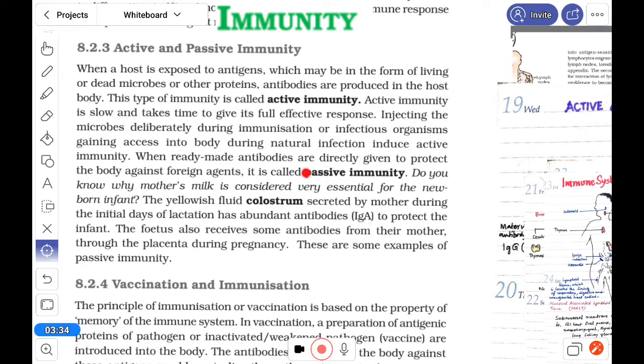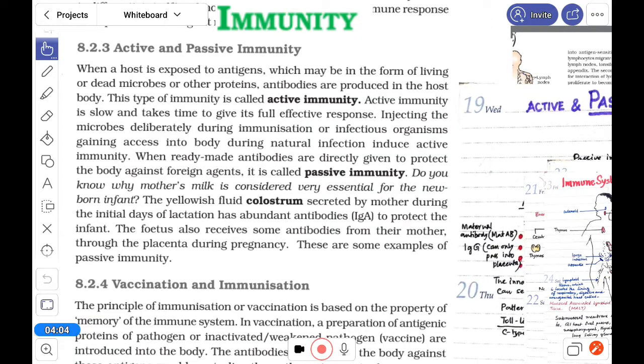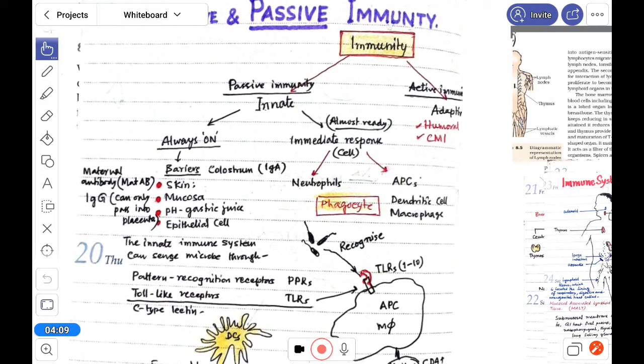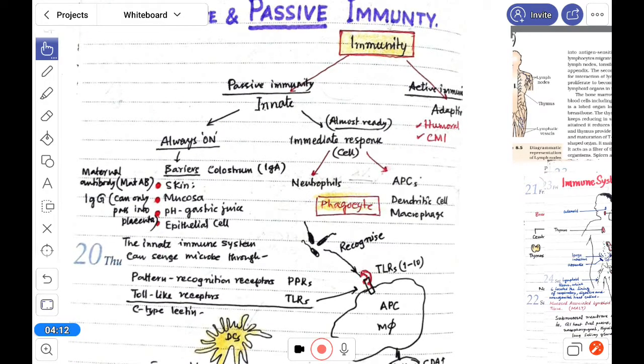What is passive immunity? In passive immunity, a protective system is already there in the body, so that the antigen cannot enter. Ready-made antibodies are there. It means that first there is the antibody, then the antigen. Previously, first the antigen entered, then the antibody was produced. So, active and passive immunity.